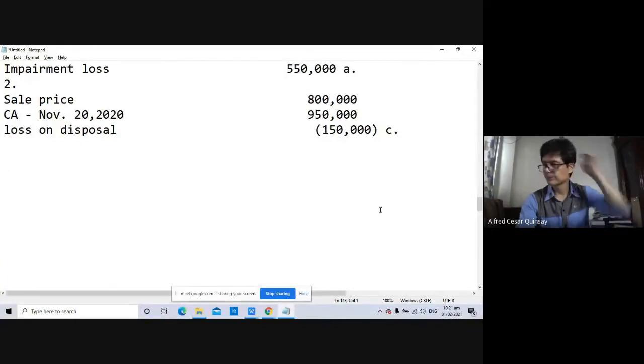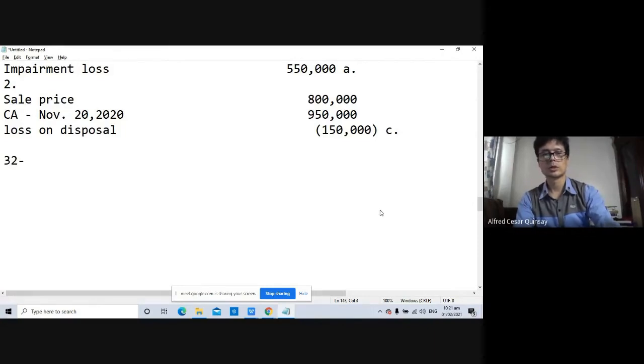Okay. So next yung isa naman, no? Yung 32-3. Marami-rami to. Tapusin na natin to, no? 32-3. Yan. So kunin natin, no? Okay. So what is the carrying amount of the equipment on December 31, 2020 before classification as held for sale?